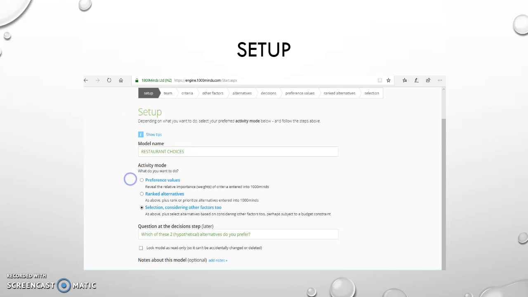The setup's always the important thing. So the first step was the setup. We all signed up for 1000 Minds accounts. Of course, we used the free trial, so we didn't have to pay, tricks of the trade. And depending on what you need, you set up your model. So our model was restaurant choices. For the activity mode, we checked the radio button that says selection, considering other factors too.